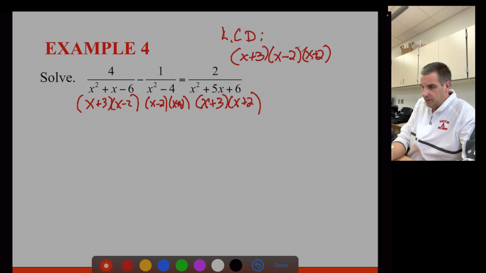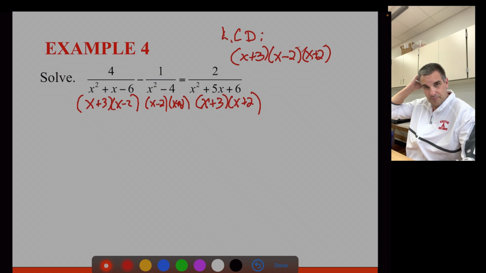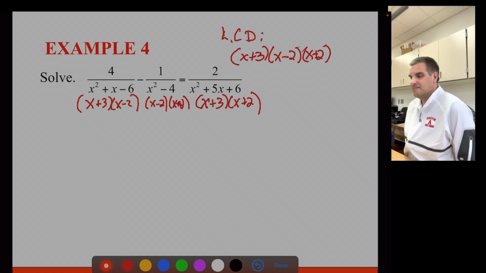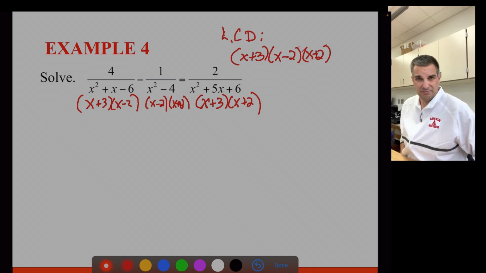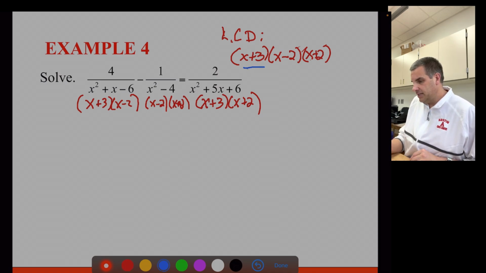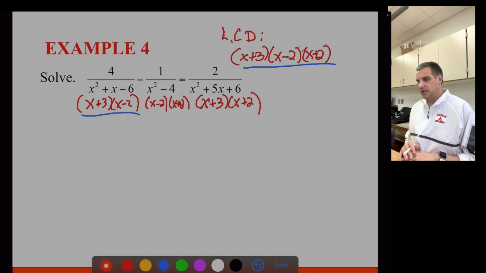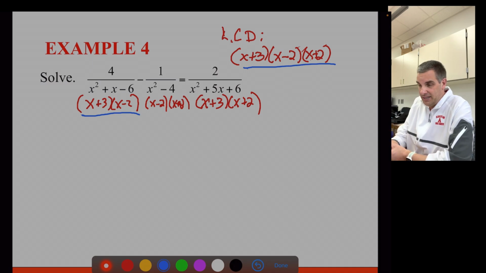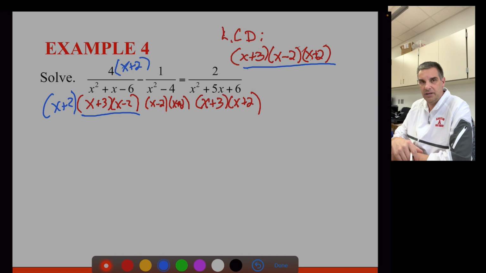So that means I'm going to take each of these times my least common denominator. Okay, so now, maybe save some writing, because that's a long common denominator. So let's just compare. If I compare this denominator to that denominator, what's not there? I've got the x plus 3, I've got the x minus 2, I don't have the x plus 2. So that means I would need to take this times x plus 2. So what you do to the numerator, you do to the denominator.